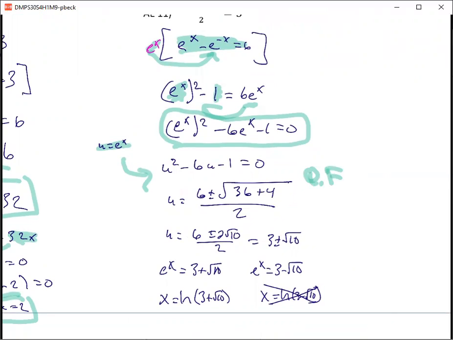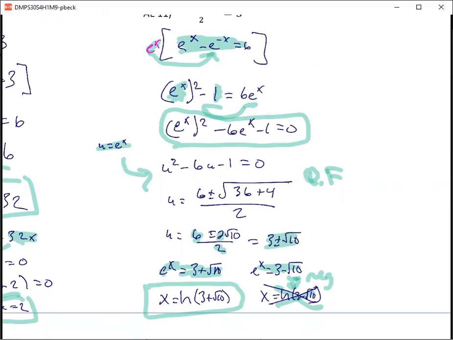And be careful of this mistake. I have 6 plus or minus 2 square root of 10 when I simplify it over 2. A lot of students only want to take one of those numbers over 2, but you have to take both of those numbers over 2. And then set e to the x equal to both of them. Now 3 minus the square root of 10 is negative, and when we solve for x, we get the natural log of a negative, which is bad. And so the only answer is the natural log of 3 plus the square root of 10.